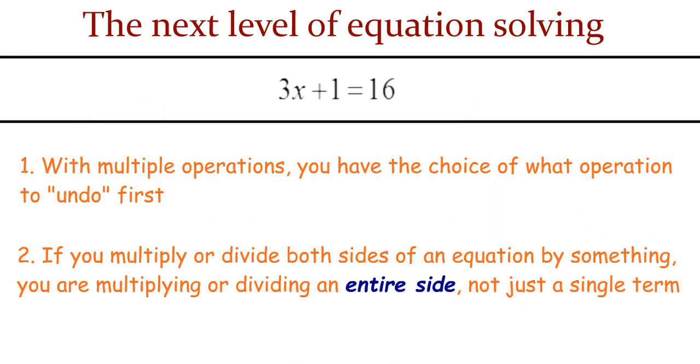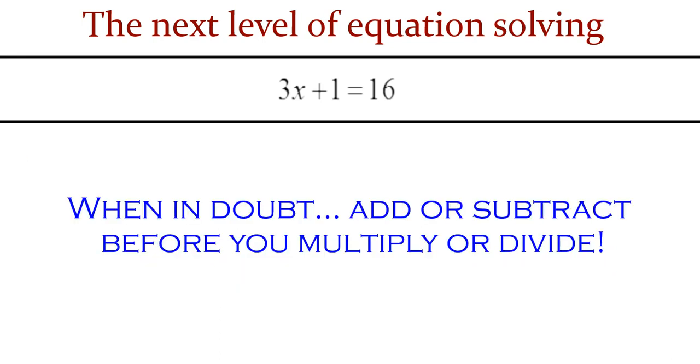So the key things are you have the choice of what operation to undo first. That is up to you. If you want to undo multiplication first, that's great. You can use division. If you want to undo addition first, that's great. You can use subtraction first. But just remember, when you're multiplying or dividing both sides of an equation by something, it is the entire side, not just a single term, but the entire side that is being affected by that operation. And so my recommendation is that when in doubt, add or subtract before you multiply or divide.